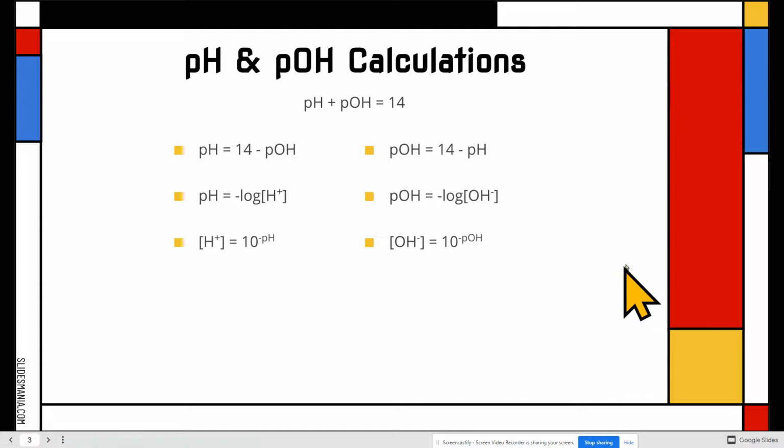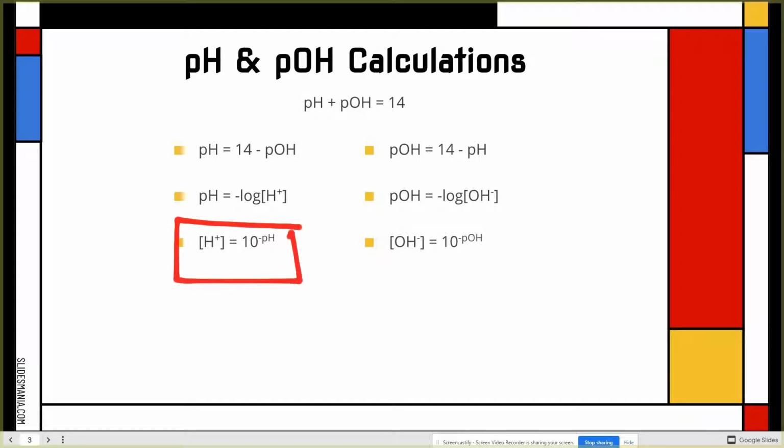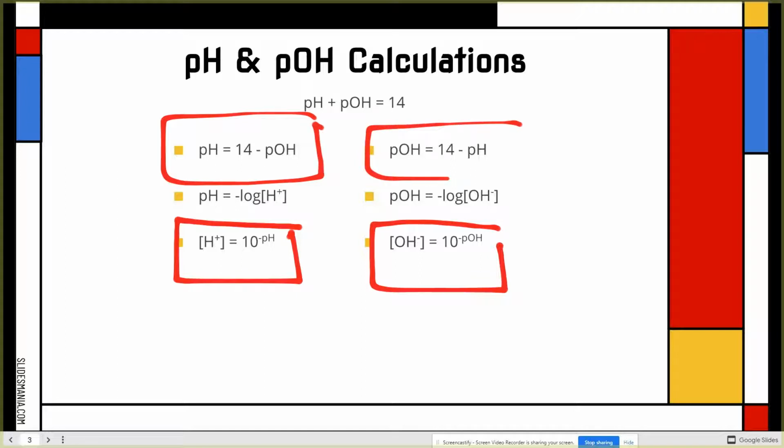It's actually very simple. The formula, guys, is 10 to the negative pH. So given the pH, you simply use that number as a negative exponent to 10, and that's the concentration. How about the concentration of the base? It's simply 10 to the negative pOH.